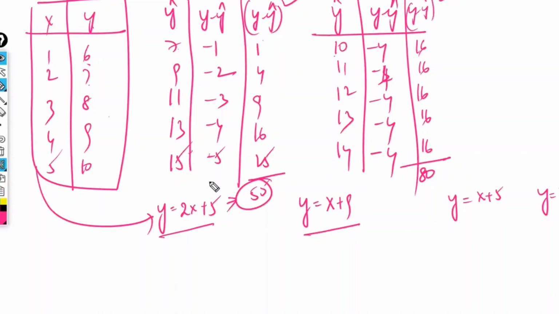Both of them are having errors. Both of them are not perfect. But out of them, which is better? This is better comparatively. Which is having less error is better.